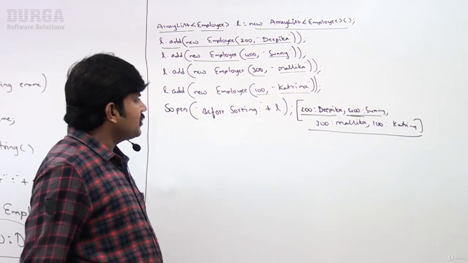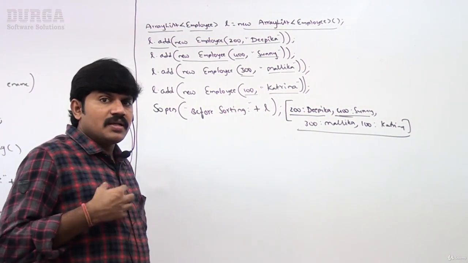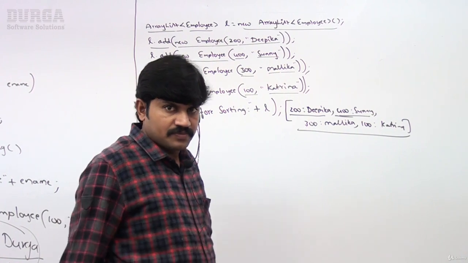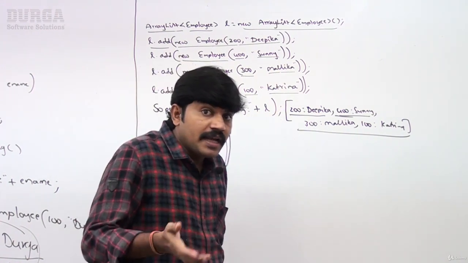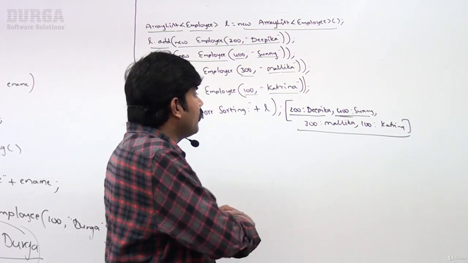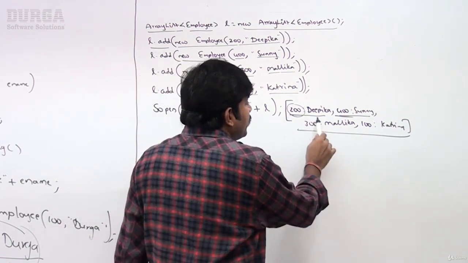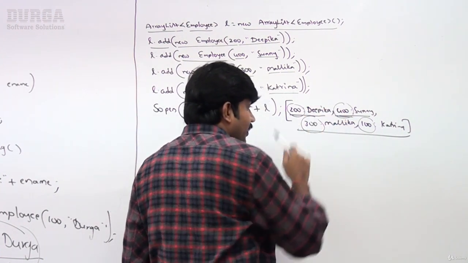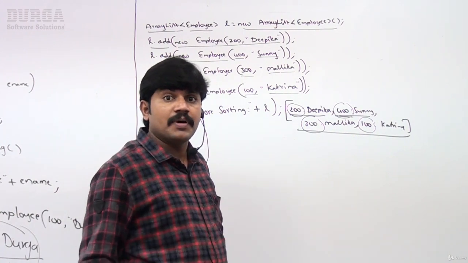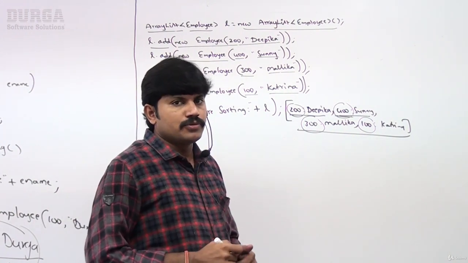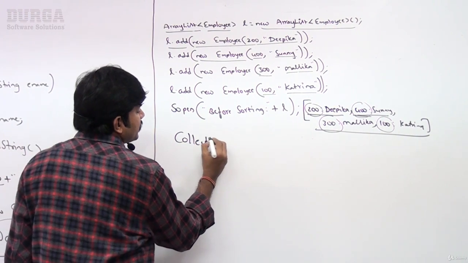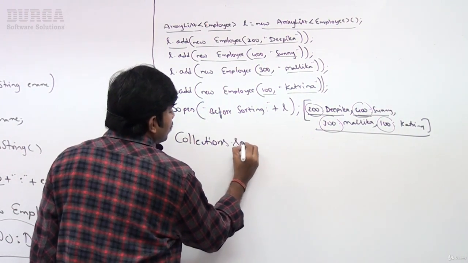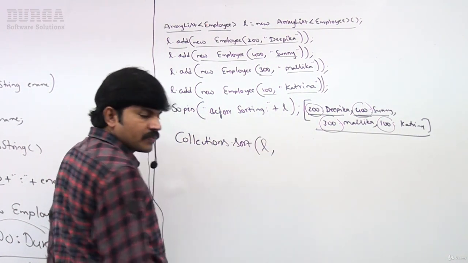Now my target is, I want customized sorting order. Can you please insert all these employees according to ascending order of employee number? Ascending order of employee number I want. How can you do that? Very simple, sir. Here, Collections.sort(l).